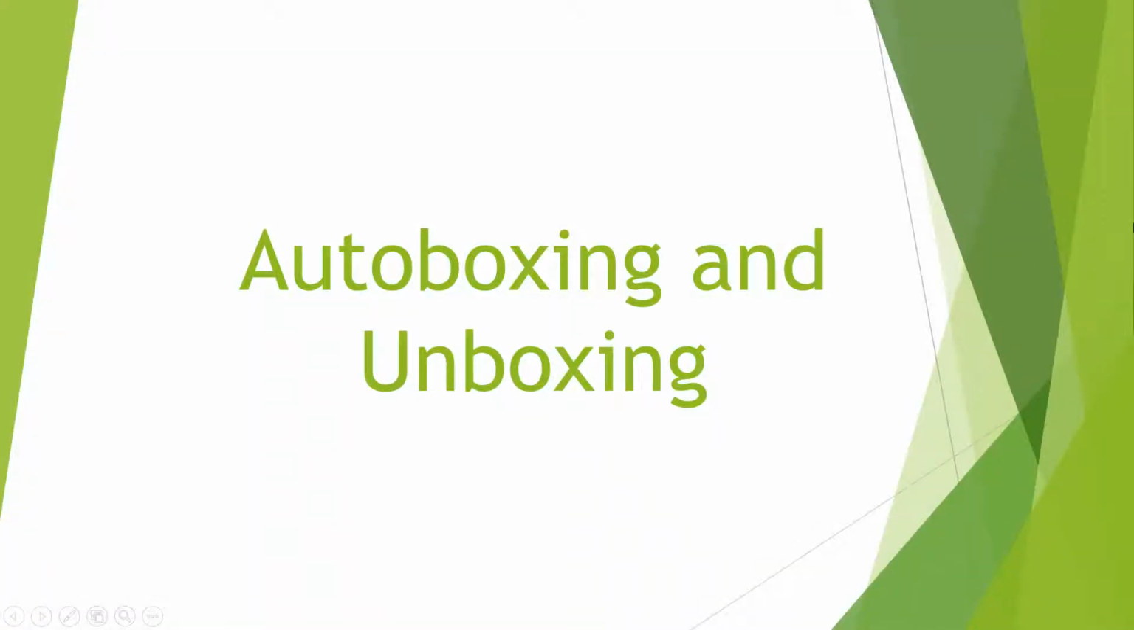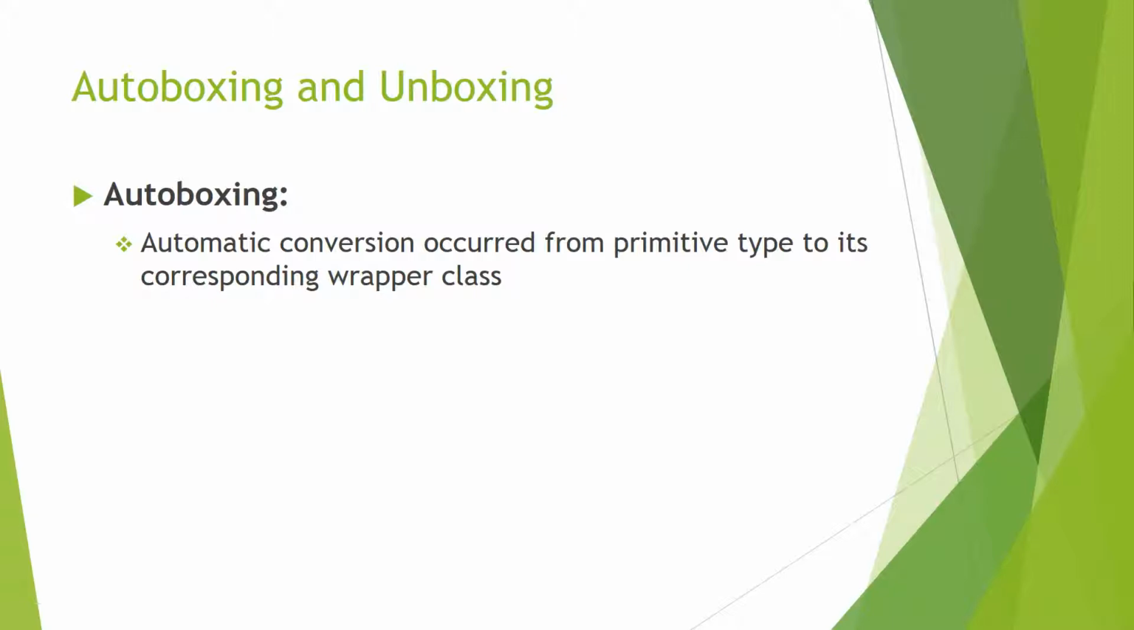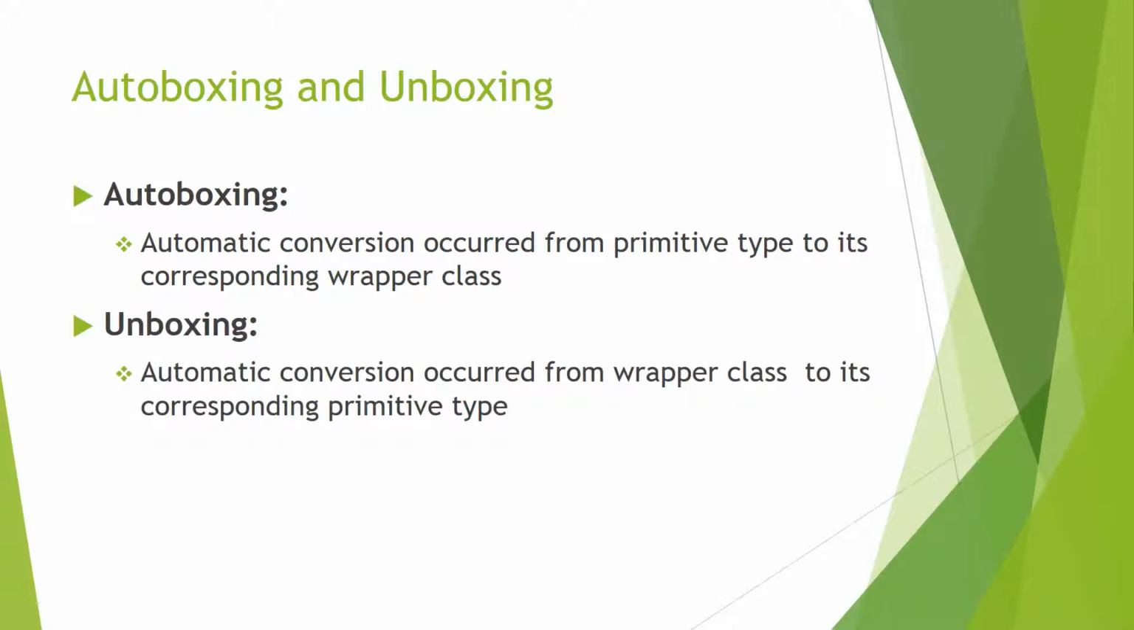Hello, in this tutorial we will talk about autoboxing and unboxing. Autoboxing is the automatic conversion that the Java compiler makes from the primitive types to their corresponding object wrapper classes, while unboxing is the opposite. It is the automatic conversion that the Java compiler makes from the wrapper classes to their corresponding primitive.